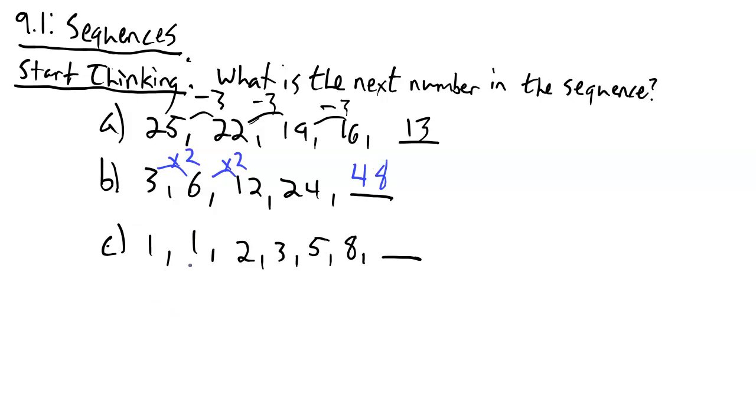Now this one was hard. I don't expect any of you necessarily got it, so let's look through. 1, 1, 2, 3, 5. Add nothing, multiply by 1. What do we do? Well, 2 is 1 plus 1. 3 is 2 plus 1. 5 is 2 plus 3. 8 is 5 plus 3. So this is going to be 8 plus 5, or 13.